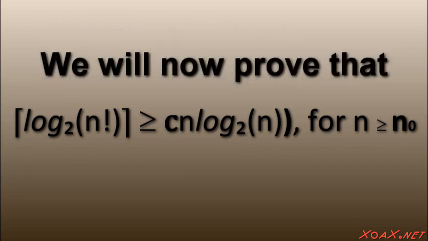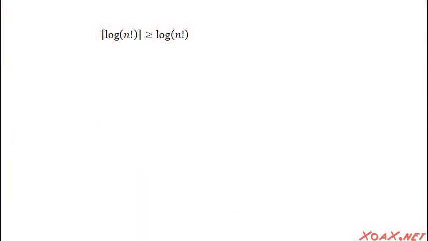Before we begin, we note that all our logarithms are base 2, so we will not bother to write the base. To start, the ceiling function can only increase the value of the log of n factorial, so removing the ceiling can only reduce the value.